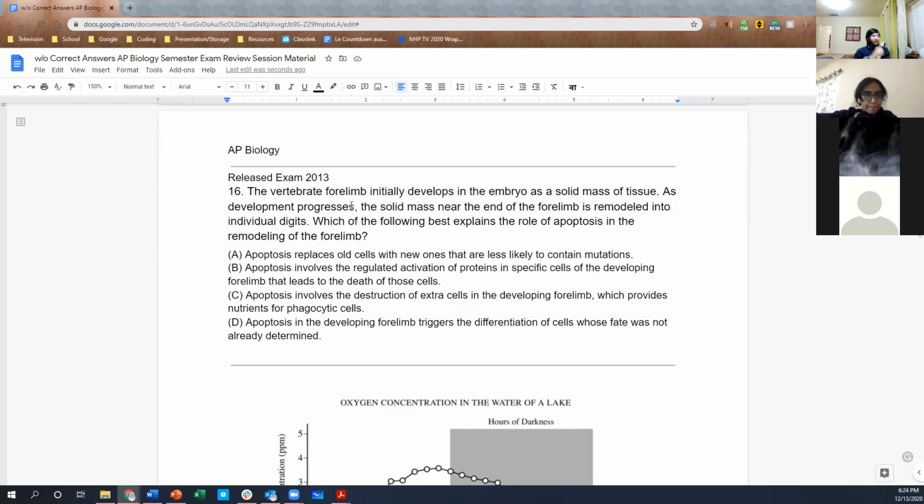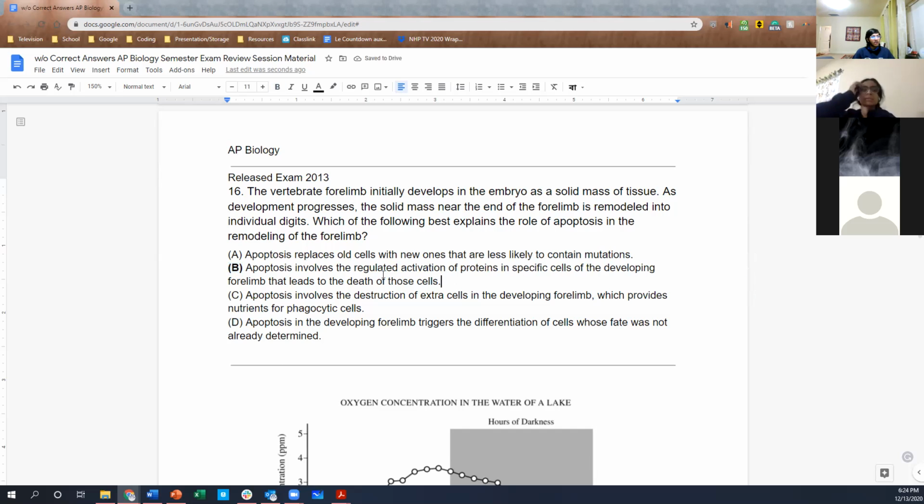Got it, okay. So apoptosis replaces old cells with new ones that are less likely to contain mutations. Apoptosis involves the regulated activation of proteins in specific cells of the developing forelimb that leads to the death of those cells. Apoptosis involves the destruction of extra cells in the developing forelimb, and apoptosis in the developing forelimb triggers a differentiation. I think it's B, because it's a regulated activation, so right? Yeah, I agree. B is the correct answer.